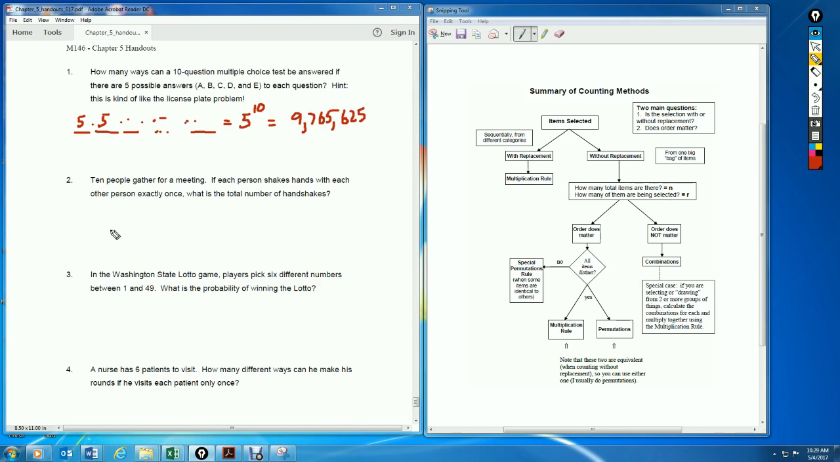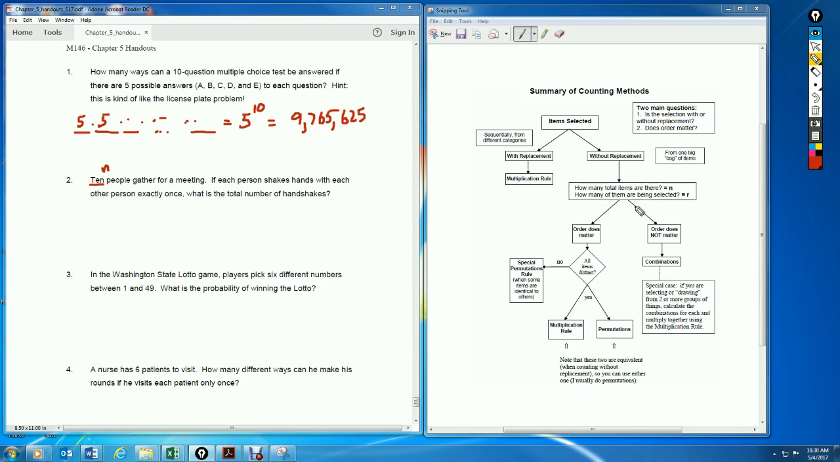All right, number 2, 10 people gather for a meeting. If each person shakes hands with each other person exactly once, what is the total number of handshakes? All right, so the items being selected are the people. So they're being selected without replacement because you need 2 different people to make a handshake. So how many total items are there? There are 10, so that is N. How many of them are being selected at a time? 2, because you need 2 people to make a handshake, right? So in other words, R equals 2.